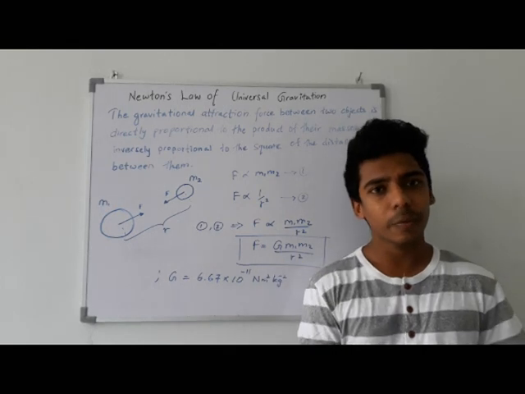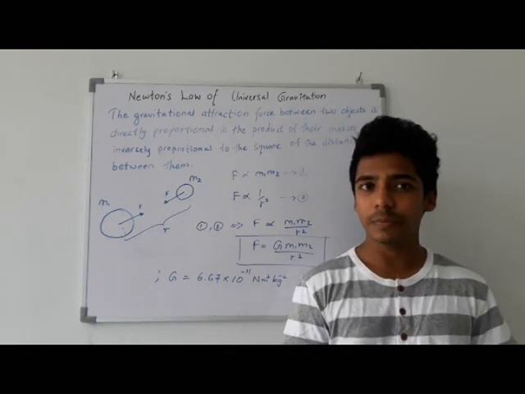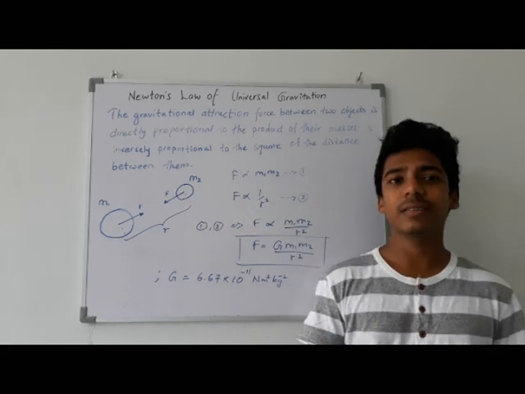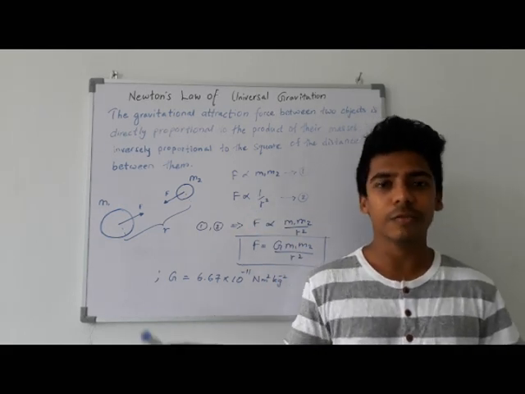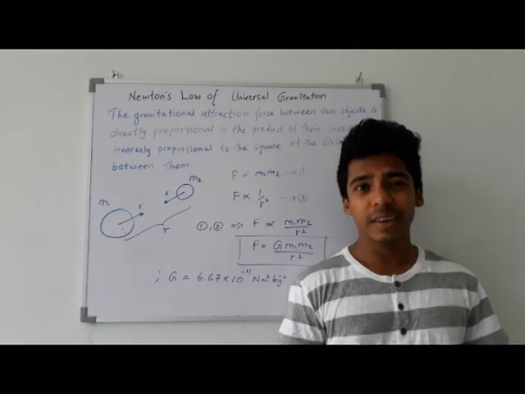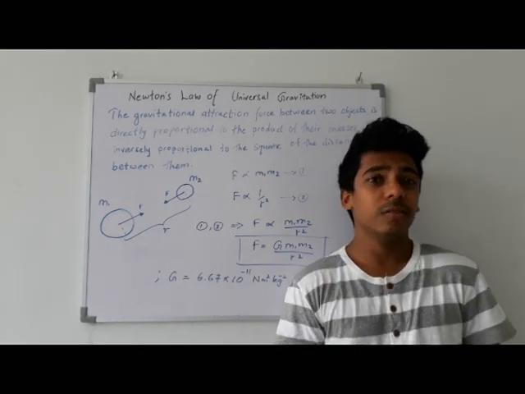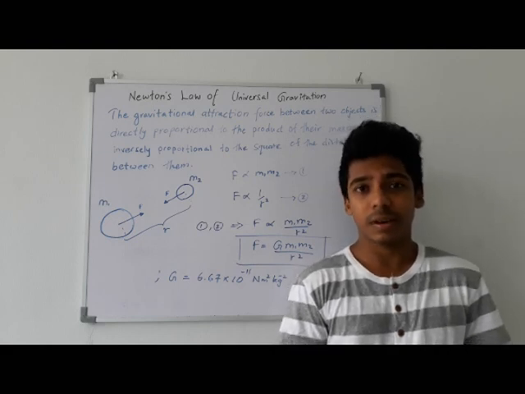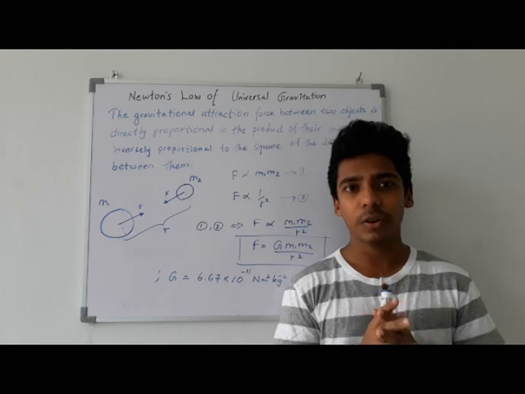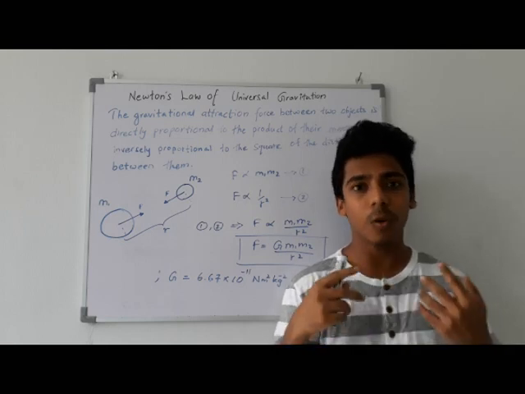Also it's inversely proportional to the square of the distance between them. So I can write F is proportional to 1 over r squared. Here r is the distance between the centers of gravity of both objects. You don't have to memorize each and every word, because physics is not a subject that you study by memorizing. Instead, if you understand the concept, it will be very easy for you to construct the law in your own words.